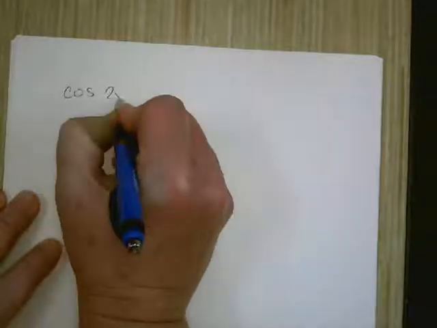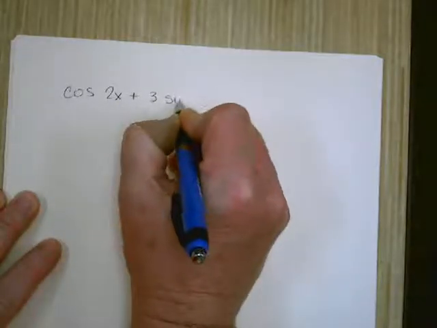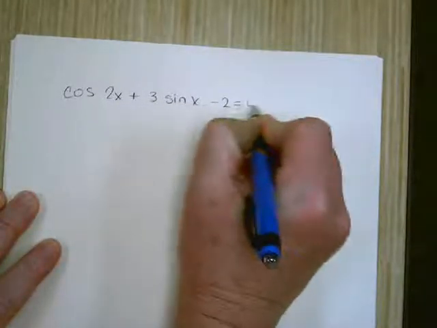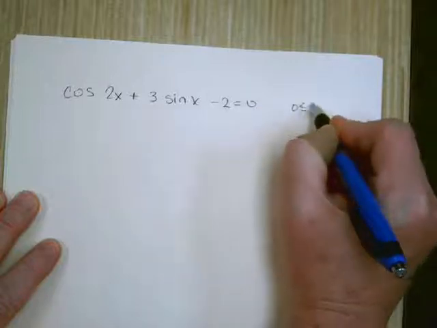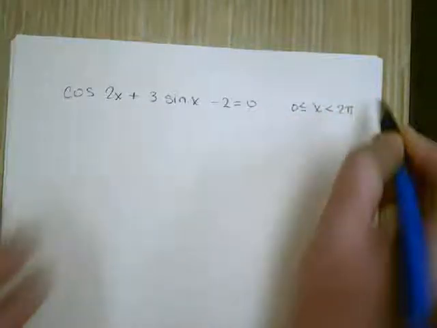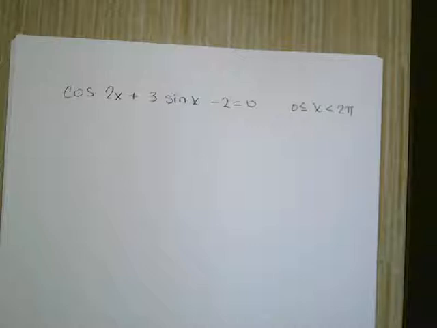What if they give me a double angle? It says cosine of 2x plus 3 times the sine of x minus 2 is 0, where 0 is less than or equal to x less than 2 pi. Okay, the given equation contains a cosine function and a sine function. The cosine is a function of 2x and the sine is a function of x. We want one trig function of the same angle. This can be accomplished by using the double angle identity.